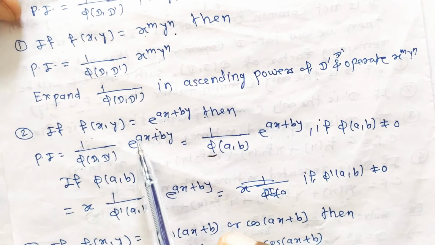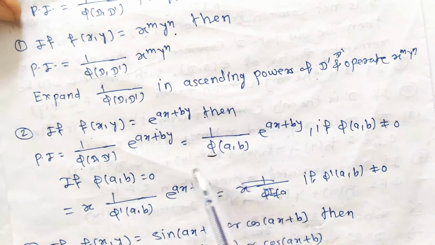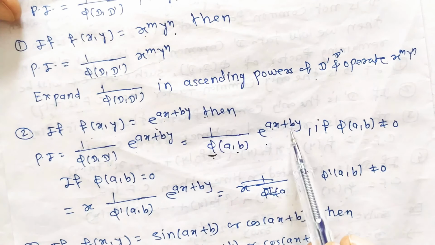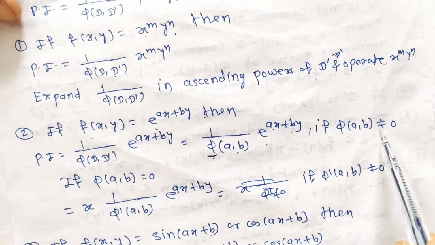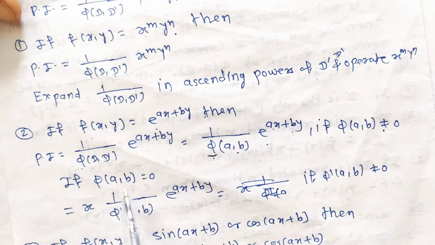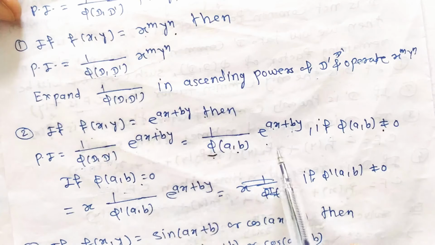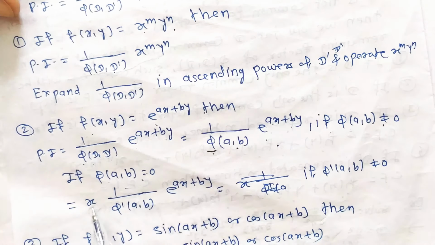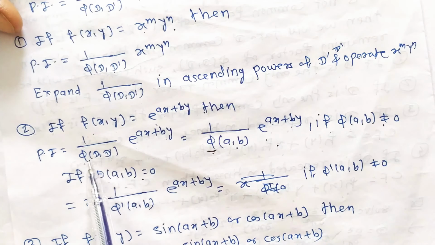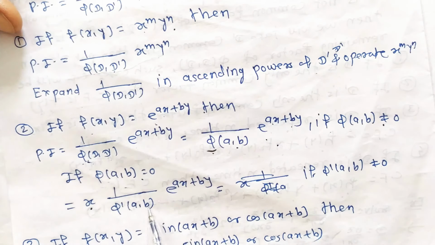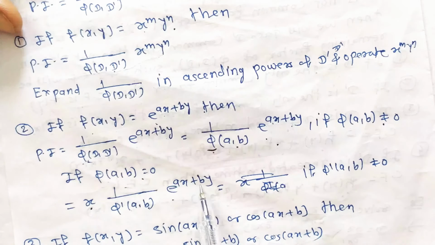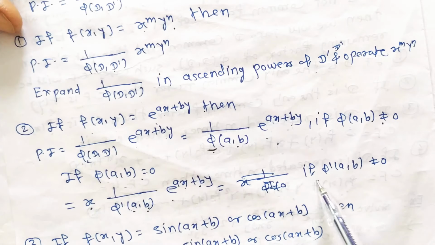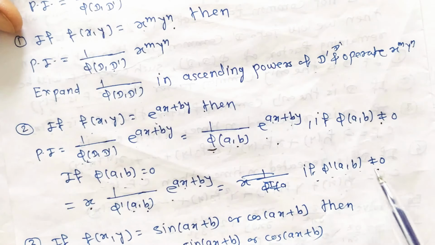Same here, put D equal to a and D dash equal to b, means it can be written as 1 upon phi of a, b into e to the power ax plus by, if phi of a, b is not equal to 0. Means if we get, suppose, phi of a, b equal to 0, then the case fails. And if the case fails, then same as linear differential equation, multiply by x, take the derivative of phi, that is phi dash with respect to D, into e to the power ax plus by, and then put D equal to a, D dash equal to b. When this is possible, again if phi dash of a, b is not equal to 0, and so on.